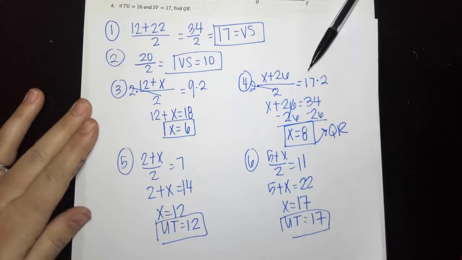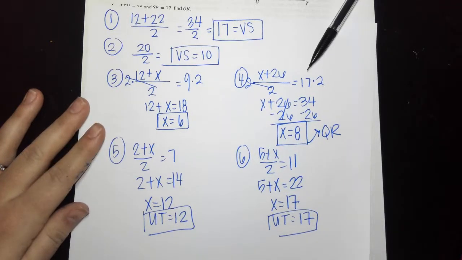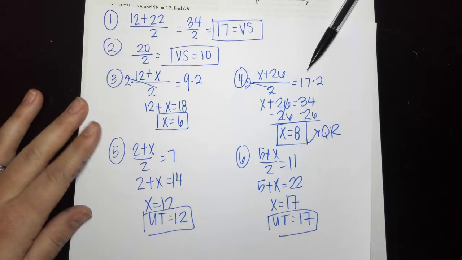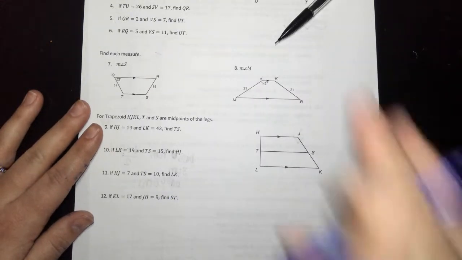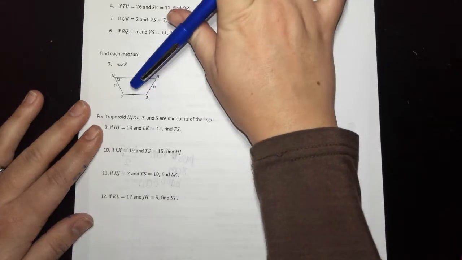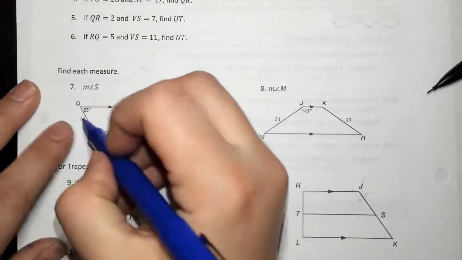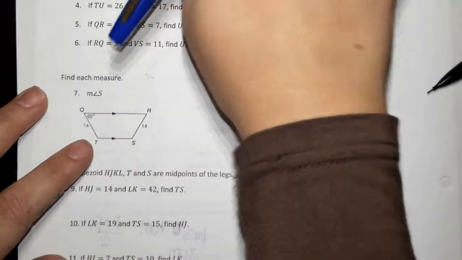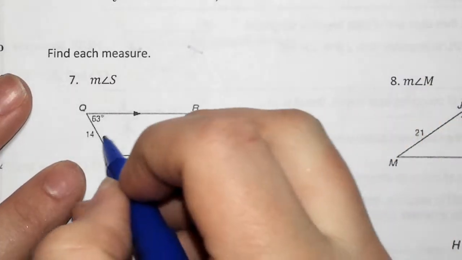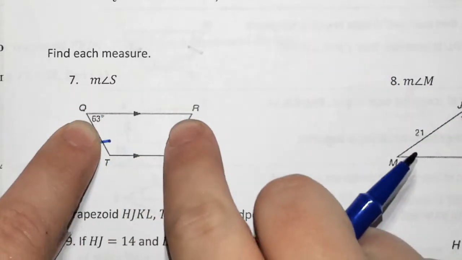All right. So, did y'all check your answers? Am I going too fast? Okay. Are we good on 1 through 6? Okay, let's look at 7 and 8. Here's where the isosceles trapezoids come into play. This leg is 14 and this leg is 14, which means their base angle pairs are the same.